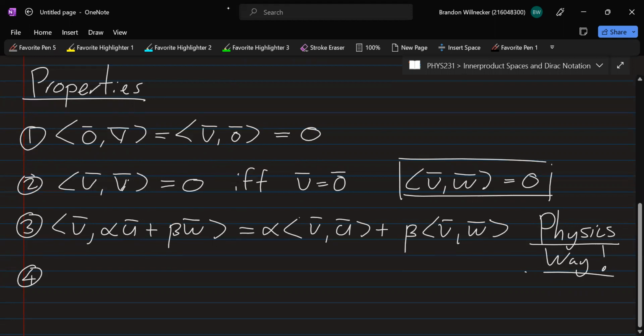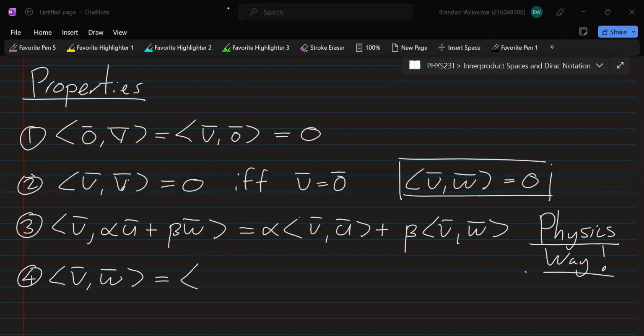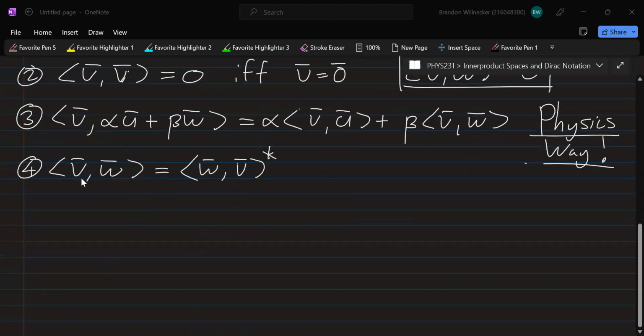Number 4, if we have V with W, and then we swap the order, putting V in the second slot and W in the first slot, then this is the same as the complex conjugation. So we can swap them, but then we get the complex conjugate of the result, because remember, this inner product gives us a complex number.